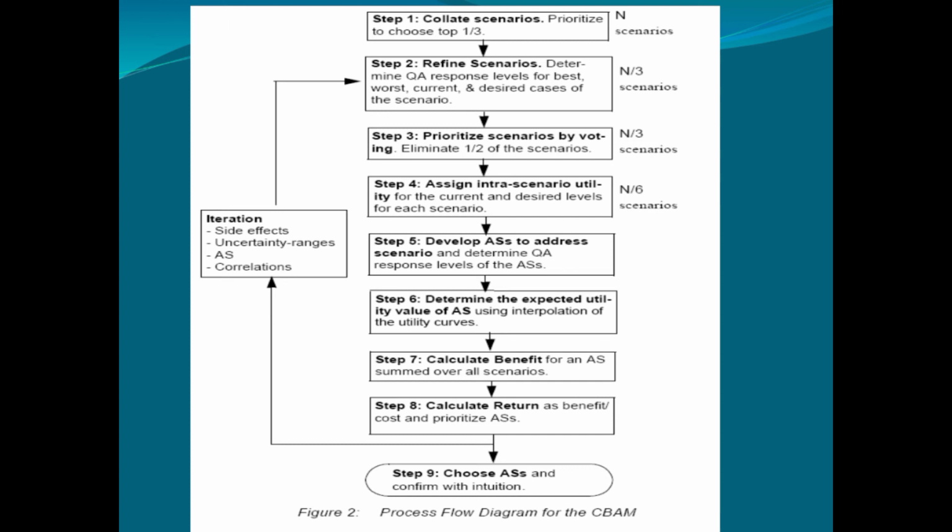Here, in eliminating the unwanted scenarios by voting, what we are doing is, if we don't want any scenario, then we will eliminate it by the process of voting. Step 4, assign intra-scenario utility for the current and desired levels for each scenario.